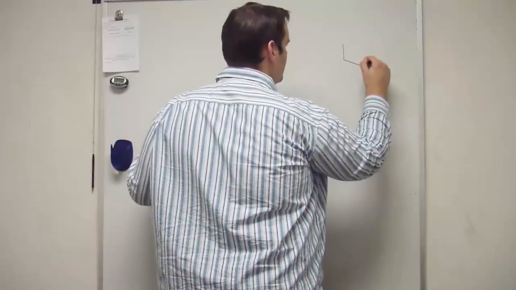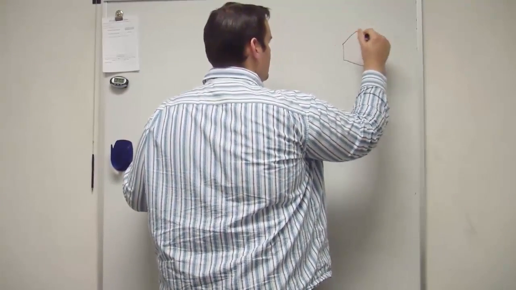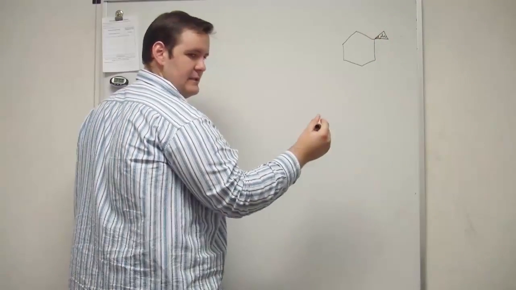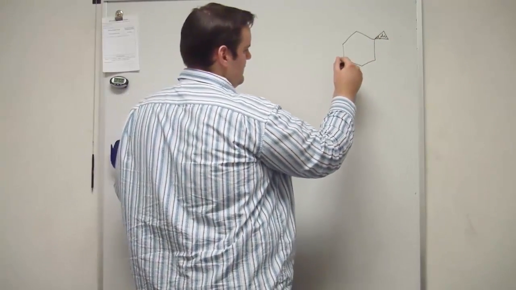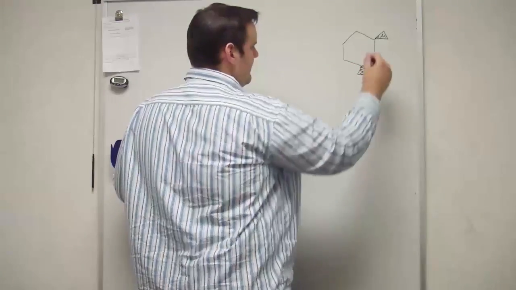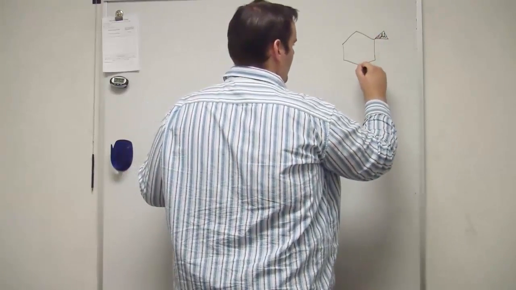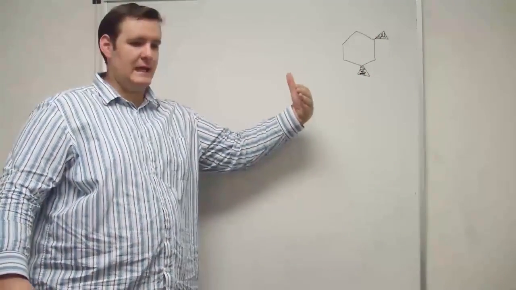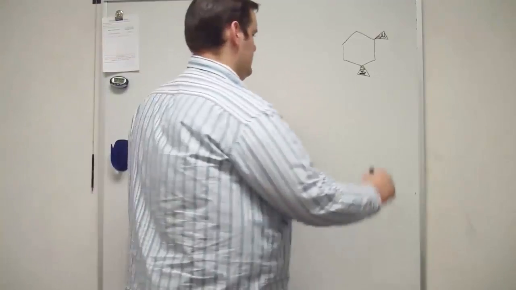So I'm just going to draw. Have you learned about the wedges and dashes? Kind of. So if I draw these wedges like that, it means these methyl groups are sticking out of the board at us.